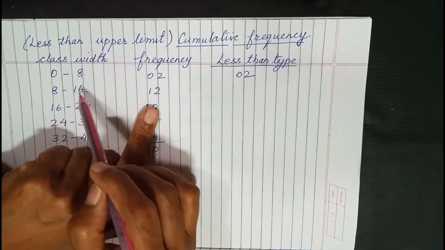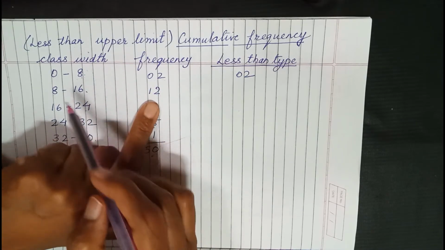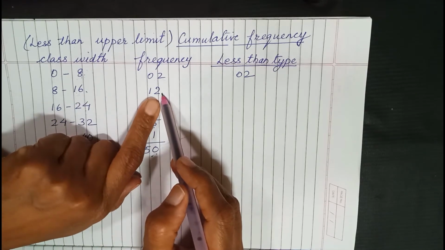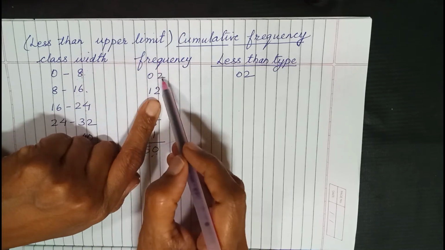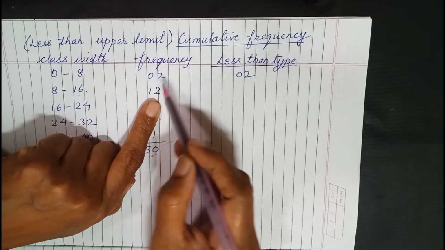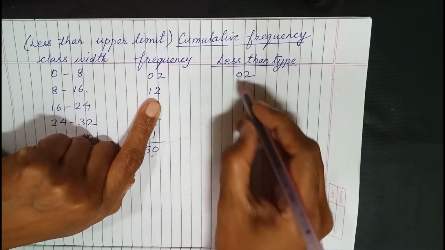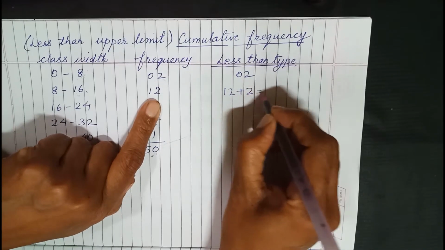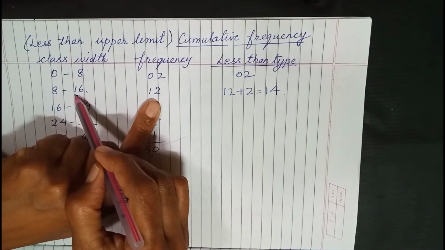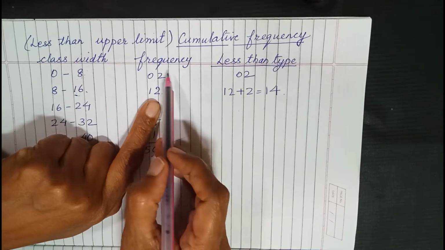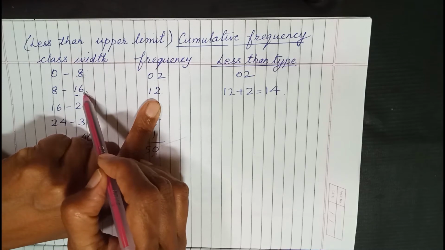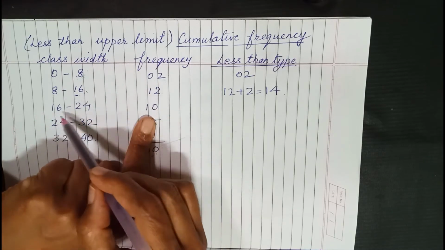Now let us go to 8 to 16. How many frequencies are less than 16? Definitely 12. But you can see 0 to 8, which is 2, is also less than 16. That means it is not only 12, but this 2 also, which is less than 16. So there is a total of 14 frequencies less than 16, from this class and the previous class, because 0 to 8 is also less than 16. Now let's go to the next one.